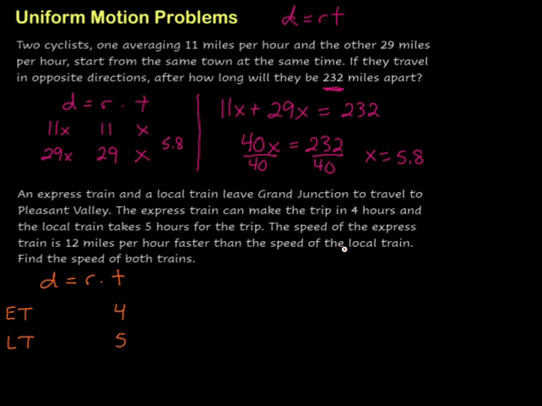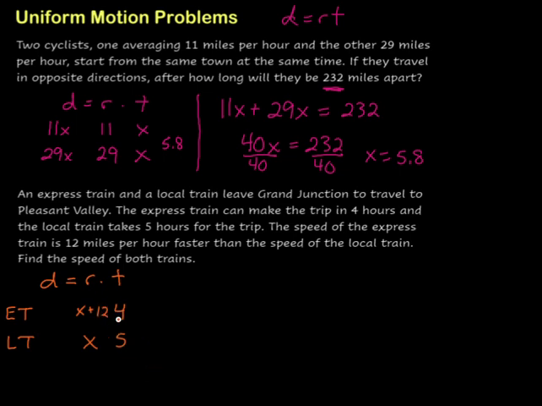What else do we know? The speed of the express train is 12 miles per hour faster than the speed of the local train. Well, I don't know the exact speed of either one, but it says 12 miles per hour faster. And that's what the problem is asking me to find. So let's call the local train speed x, and that means the express train is 12 miles per hour faster. So that's going to be x plus 12.